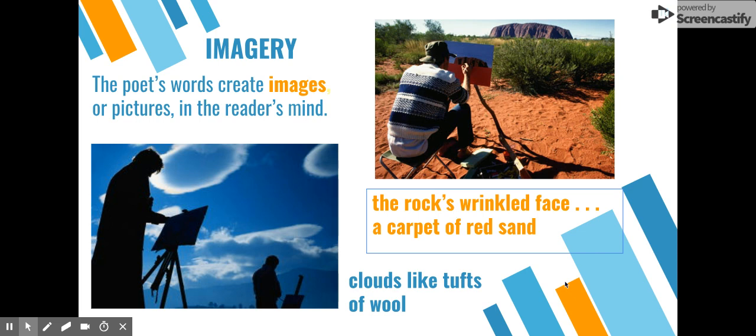Imagery, this is what you did with your quick activity, looking at how do you describe things using images, using the 5 senses. So it creates images in your mind, incorporating what it looks like as well as the other senses. The rock's wrinkled face, a carpet of red sand, those are examples. Help you imagine what this looks like.